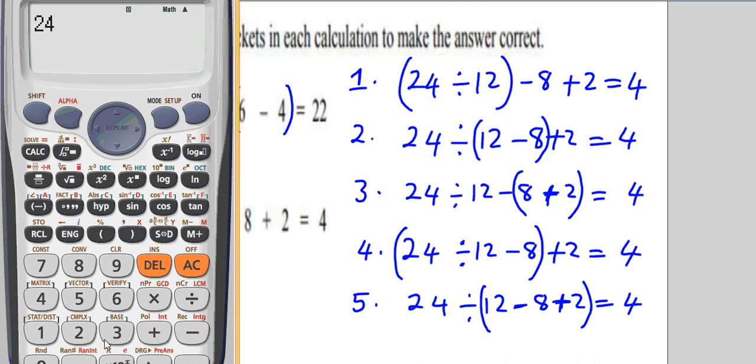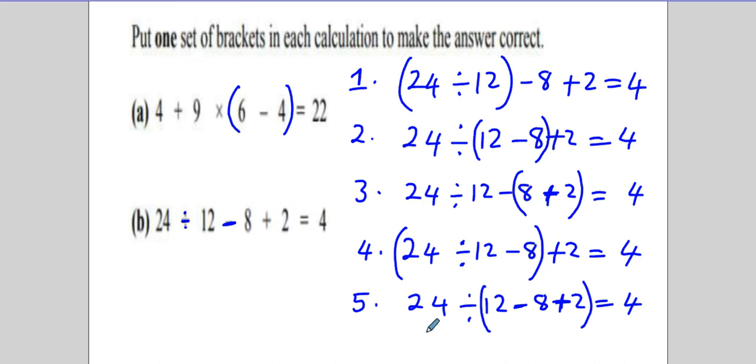This is 24 divided by, open brackets, 12 minus 8 plus 2, close brackets. It is equal to, see that? The last possibility will give you the correct answer. The question is to put one set of brackets in each calculation to make the answer correct. So the fifth possibility is correct: open the brackets here and close the brackets over here.